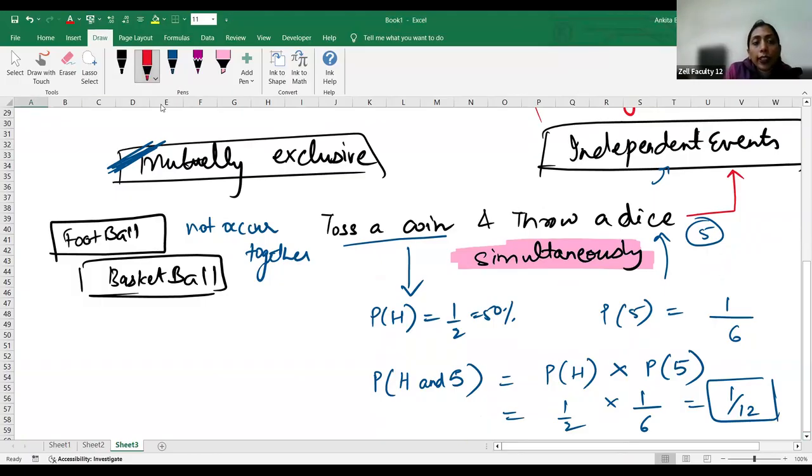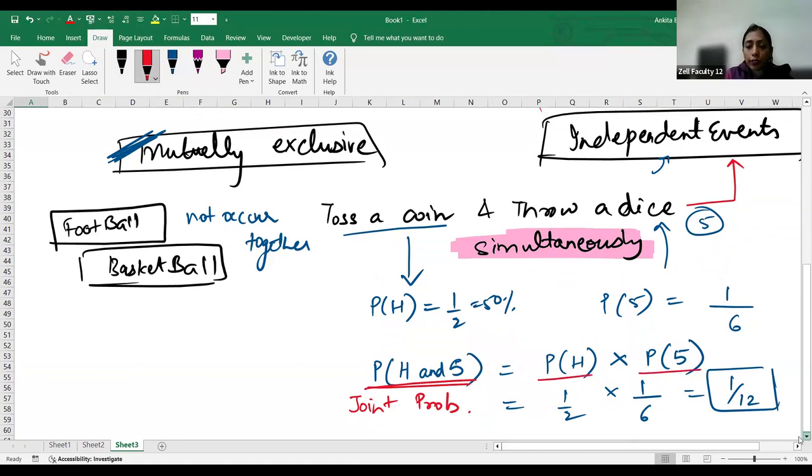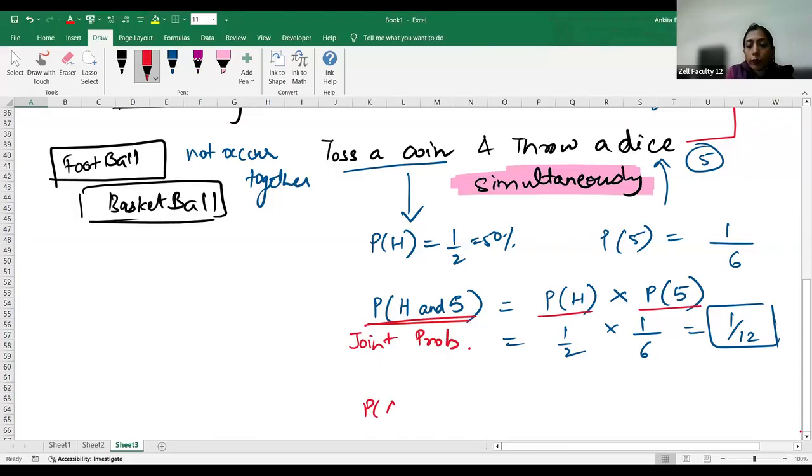This probability that I have calculated here is known as joint probability. So joint probability of independent events is calculated by multiplying the probability of each event. So probability of A and B is equal to probability of A multiplied by probability of B.